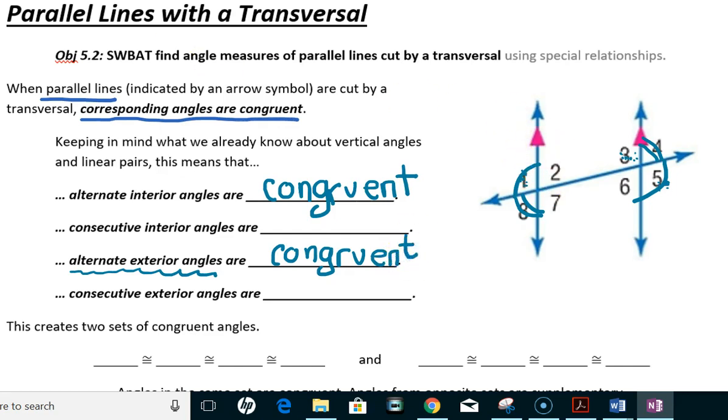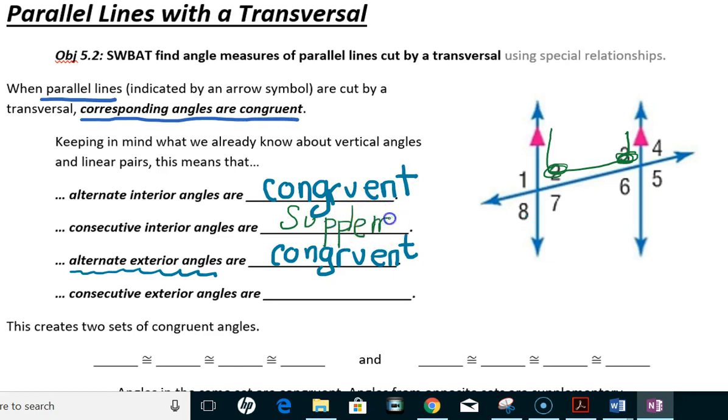The next one to look at are consecutive interior angles. So look at the figure. The lines are parallel, cut by the transversal. Do they appear to be congruent? Well, let's see. Angle 2 looks kind of acute, and angle 3 looks kind of obtuse. It turns out that they are not congruent, but they are supplementary. So consecutive interior angles are supplementary.